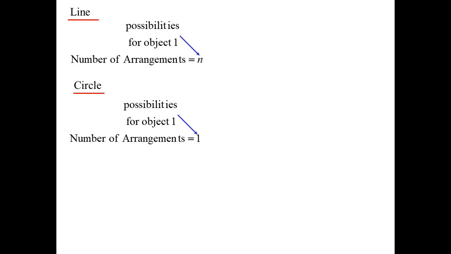So line and circle. Number of arrangements. So if it's a line, there's n possibilities because there's n spots. You could put it in the first spot, the second spot. But when it comes to a circle, there's only one spot for it to go, and that's in the circle, because the spots are not defined. Then once that is in the circle, now you can define the spots, because you can say, oh, what if the first one after that person, or the second one after that person, and so on.